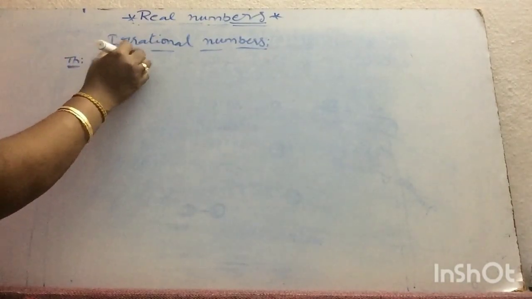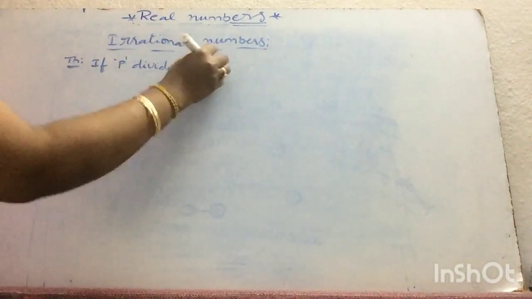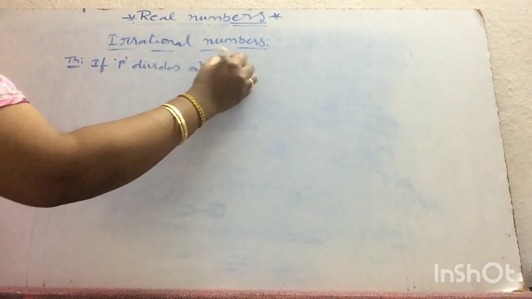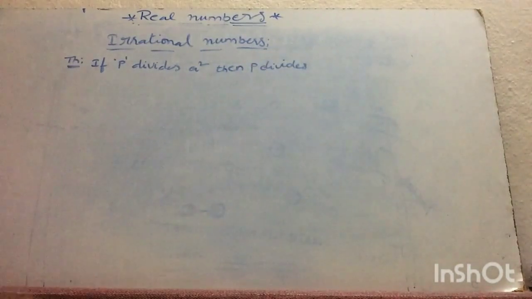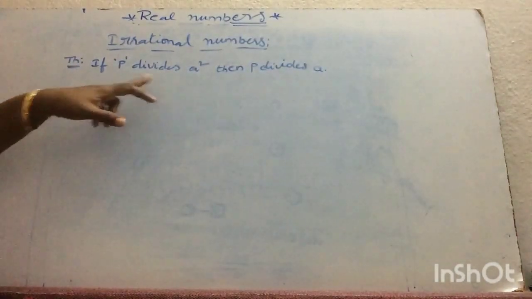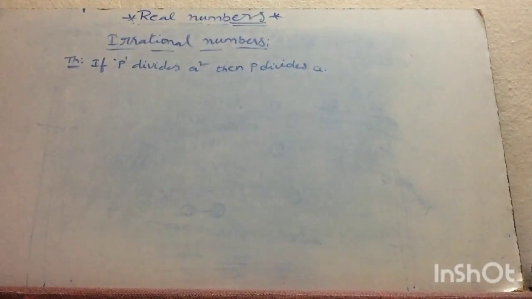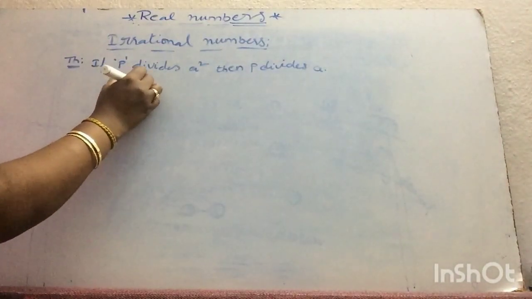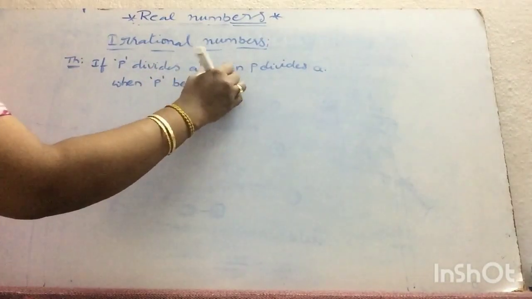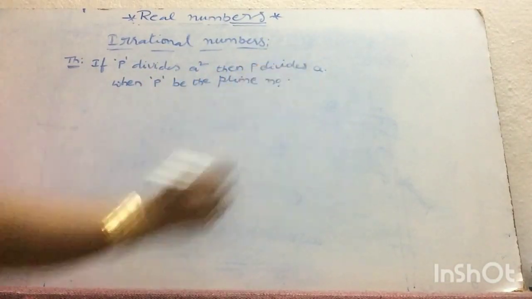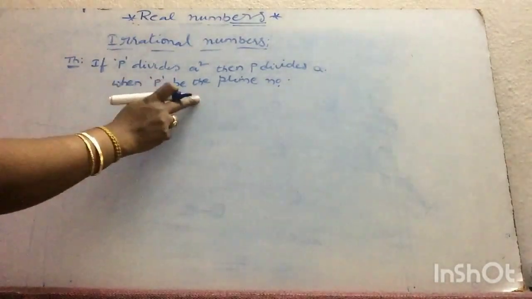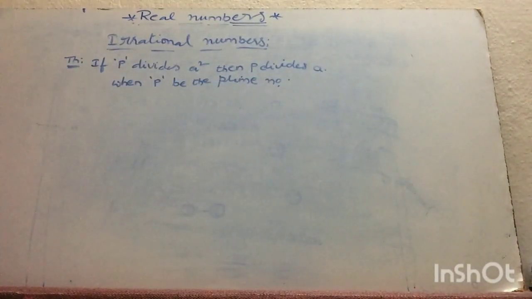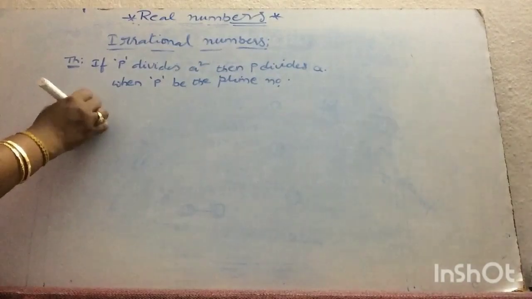If P divides A square, then P divides A, when P is a prime number. Now I will take the proof.